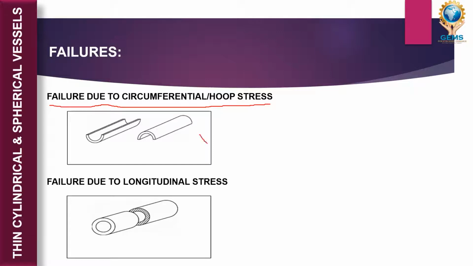This is the diagram. So if they ask in your exam to write about circumferential stress, hoop stress, or longitudinal stress, what do you have to do? You have to follow the definition with this diagram. Understand how it actually fails? And this is the failure due to longitudinal stress.